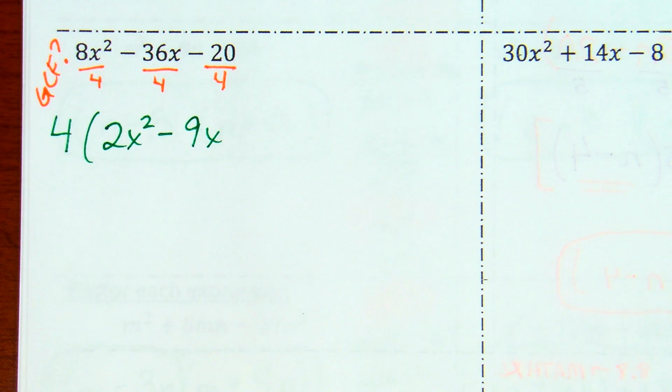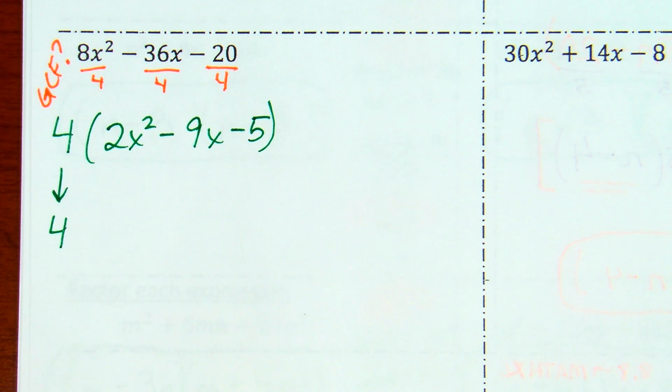Wait, no, it's just 5. Okay, are we good with that? You have to be writing these steps down, right? So now, this 4 out front, don't lose it. Okay? Don't lose it. You just carry it down. It's going to be in my final answer.